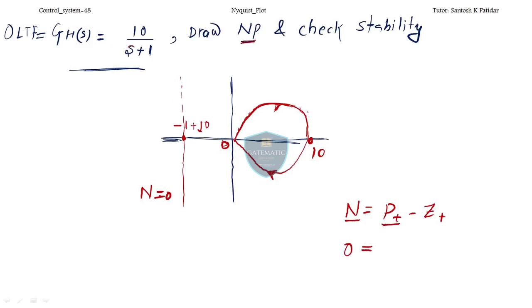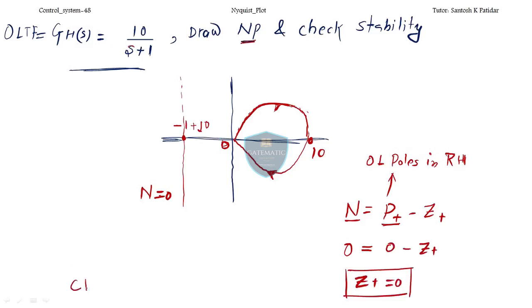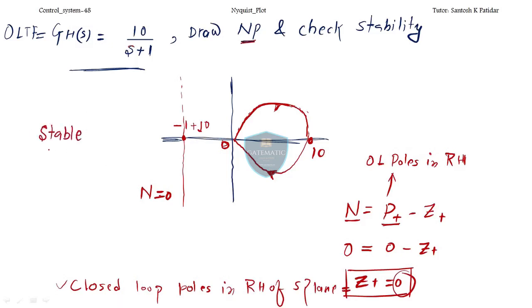P means open loop poles in the RH of S plane. Again for you I am writing open loop poles in RH of S plane. So do you have any? No, this is 0 minus Z plus. So Z plus is nothing but 0. Z plus 0 means closed loop poles in RH of S plane. You do not have any closed loop poles in the RH of S plane. So tell me about the system stability. System will be stable, isn't it? It will be 100% stable, isn't it?